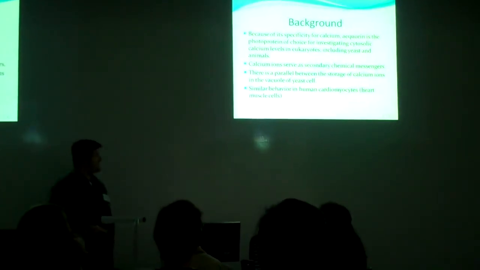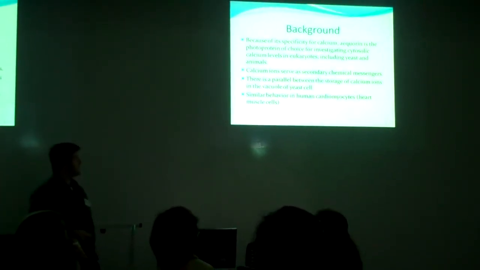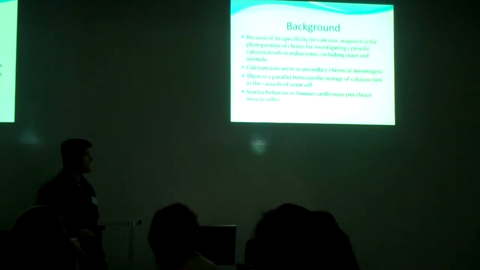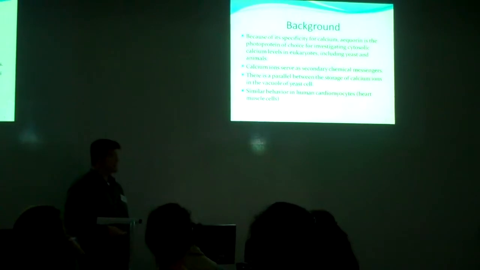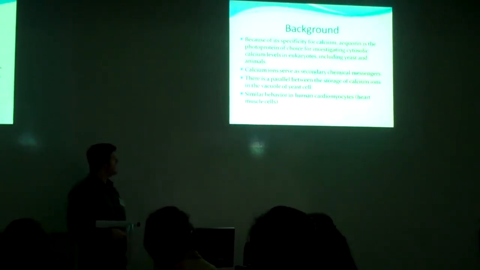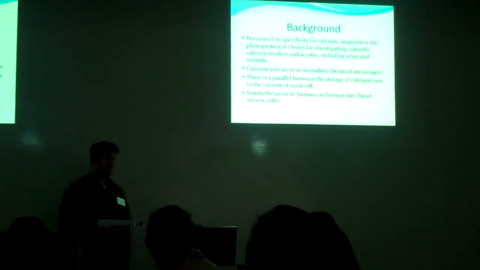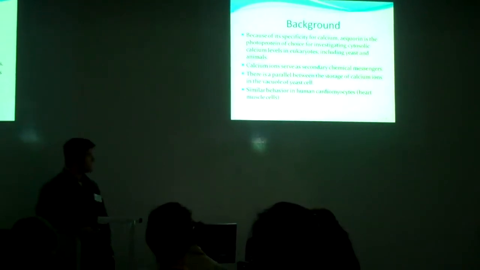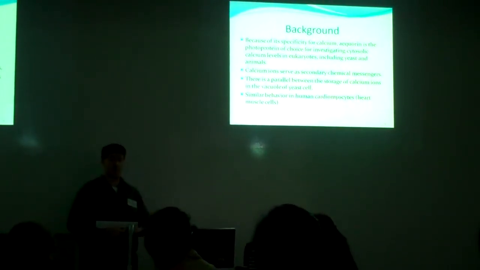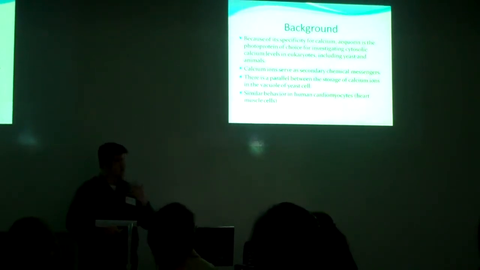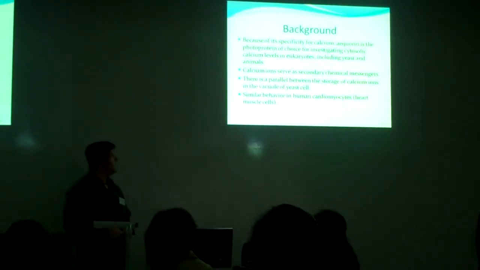So because of its specificity for calcium, aequorin is the photoprotein of choice for looking at calcium concentrations inside the cell in eukaryotes such as yeast and in human cells. Calcium serves as a secondary chemical messenger, as most of us I'm sure are aware. It can enter the cell and it can activate phosphorylation cascades which cause changes in transcription of certain genes.